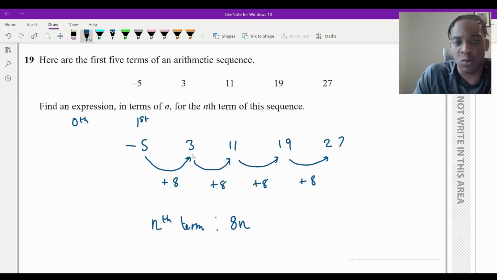Well, to go this way, we add 8. So to go this way, we have to take away 8, don't we? If I want to get the term before it. So we're going to do -5, take away 8. That will get you to -13.